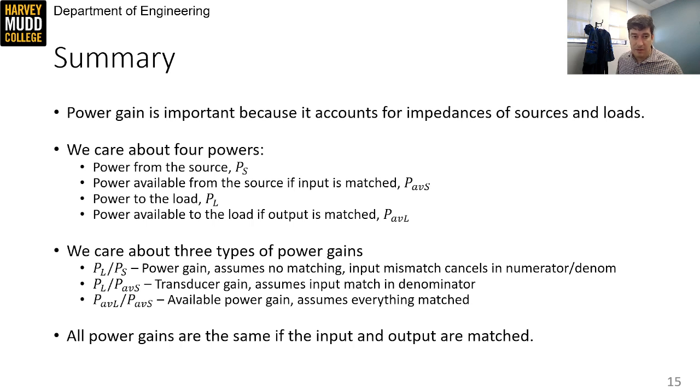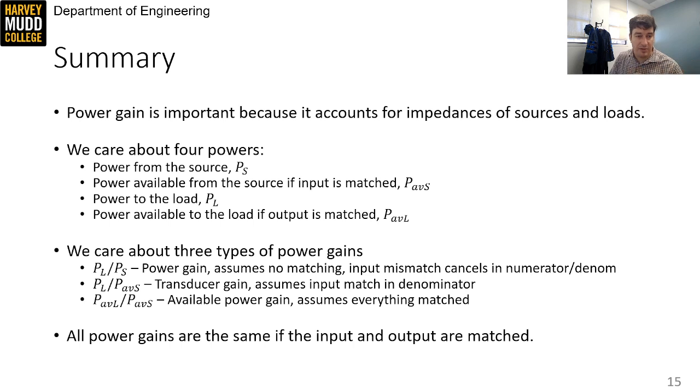So, in summary, power gain is important because it accounts for impedances of sources and loads. We care about 4 powers: the power from the source, the power available from the source if the input is matched, the power to the load, and the power available to the load if the output is matched. And we care about 3 types of power gains.